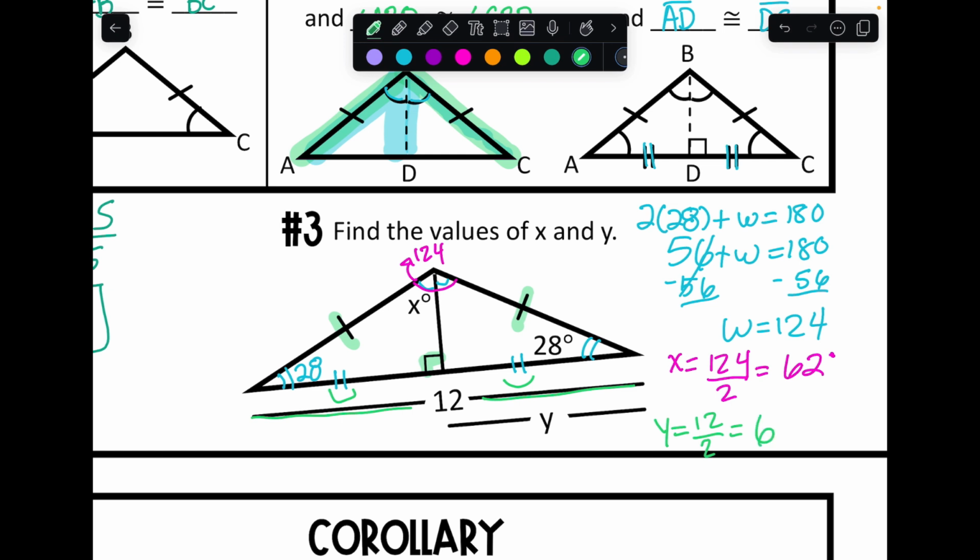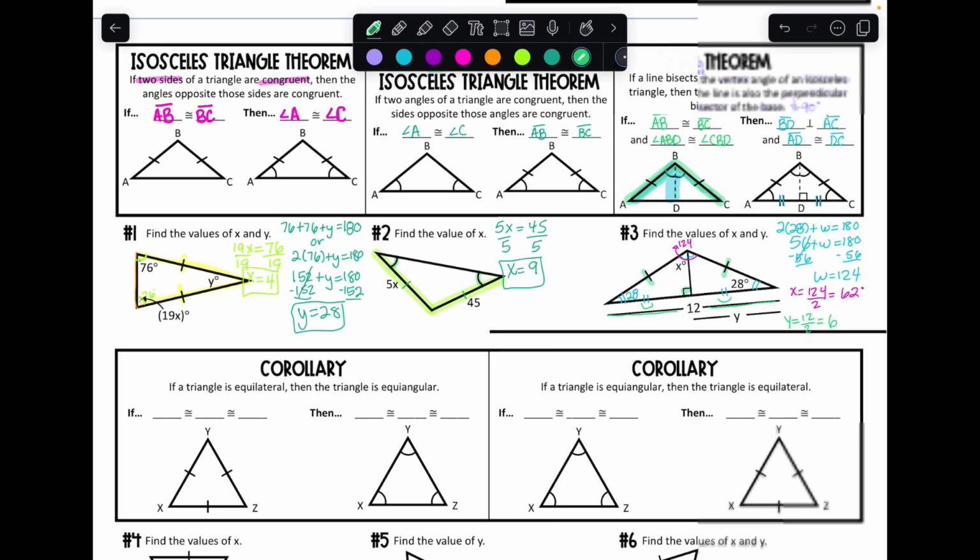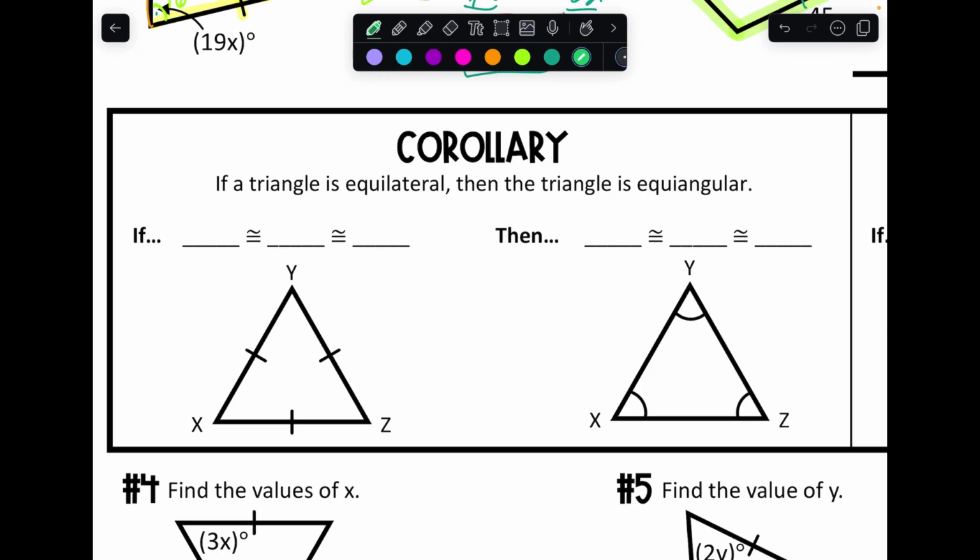All right, nice. Let's go ahead and learn a little bit about equilateral triangles. Go ahead and open up the next flap. All right, so the next corollaries. Corollary just means a follow-up to what we already know. So if we know a triangle is equilateral, then we can go ahead and assume that it is also equiangular. We kind of talked about that the last time we were talking about equilateral triangles.